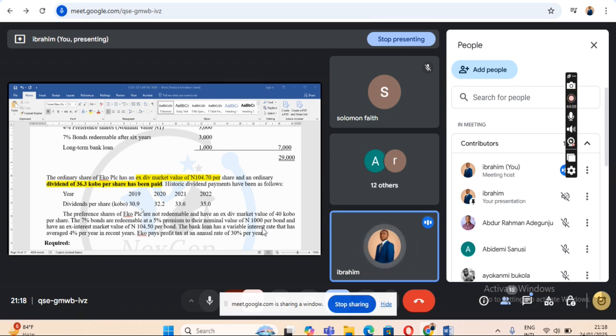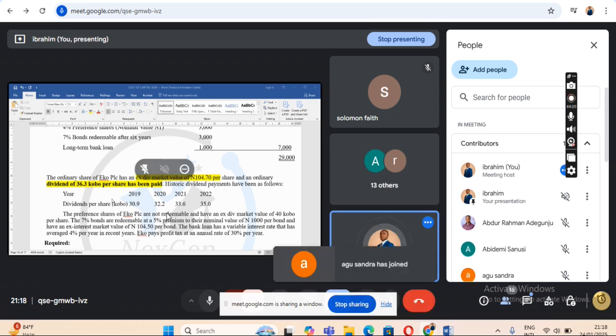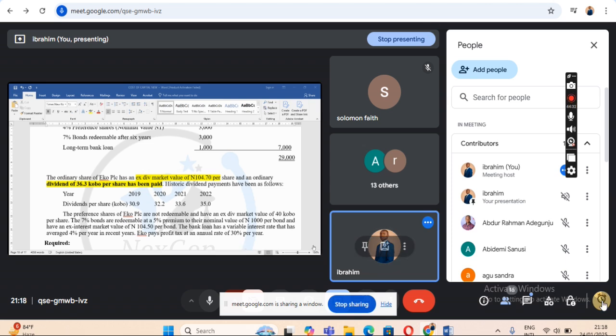You can see this type of question will just confuse students. If you just go and use 4 years, that is the beginning of failure. You can't use 4 years, because there is already a growth from 2021 to 2022, and also the current year dividend is given as 36 naira 3 kobo. It's 5 years, class. Right?